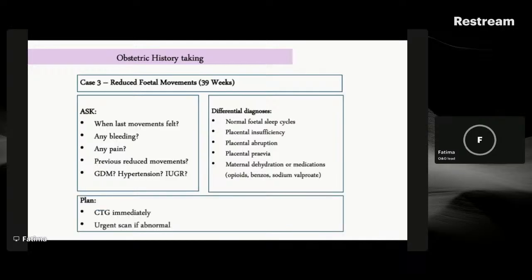And in terms of the plan, to assess the fetal well-being, we just do a CTG, which stands for cardiotocography. Okay, we do that immediately, and then further investigations are done if any abnormalities are detected. So you do an ultrasound scan if CTG is abnormal.